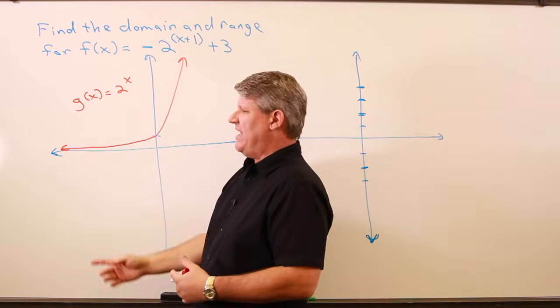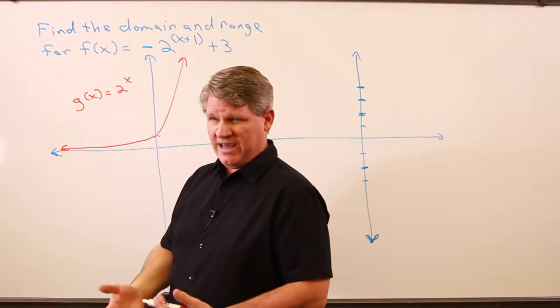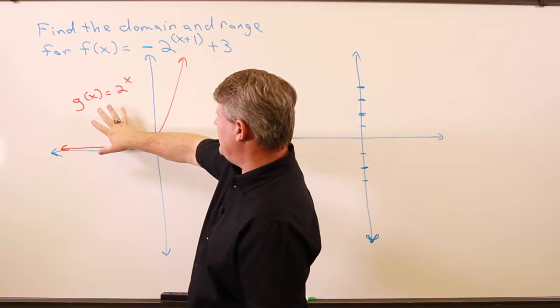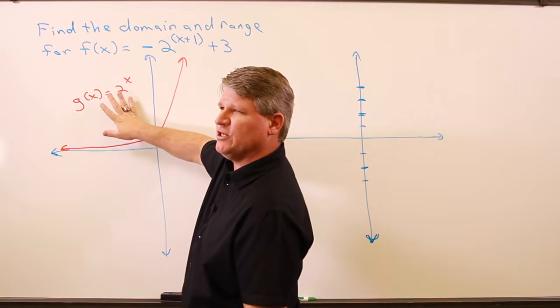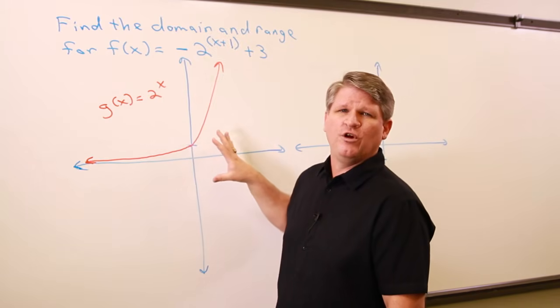Now, if your graph has arrows such as these, that means some of these values will actually be infinity or negative infinity. What I have on the board here is the basic function g of x equals 2 to the x. This is our basic exponential function with no translations.